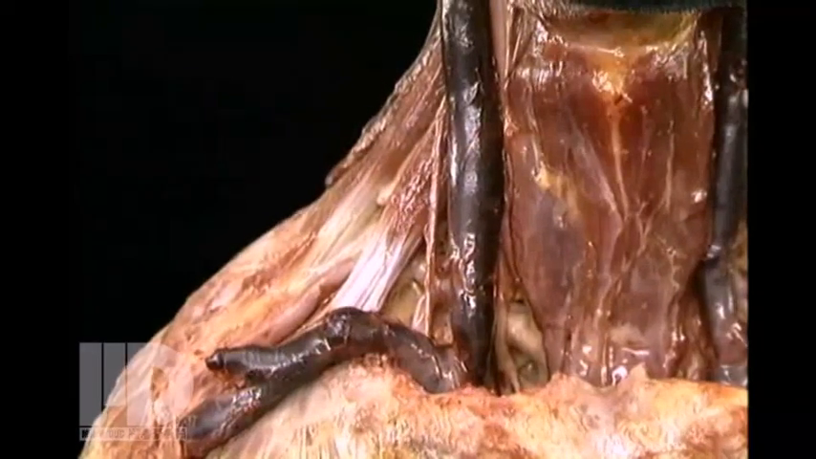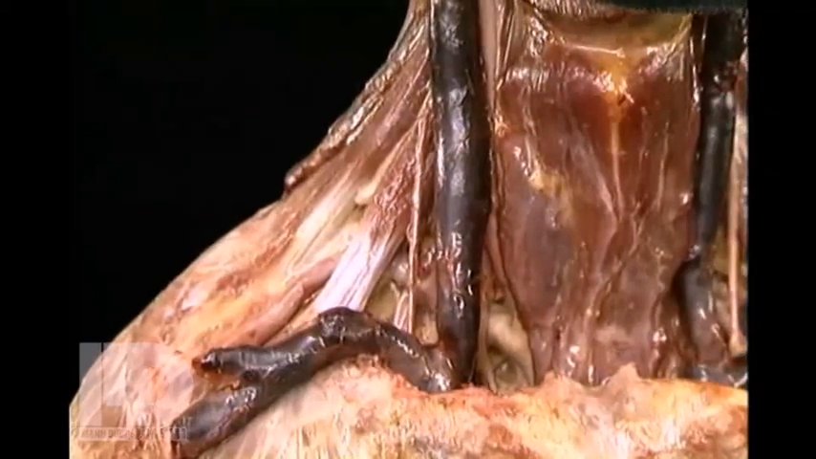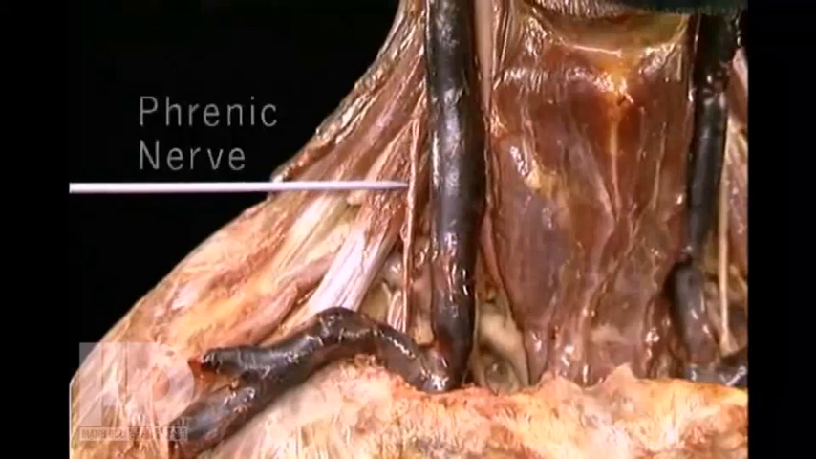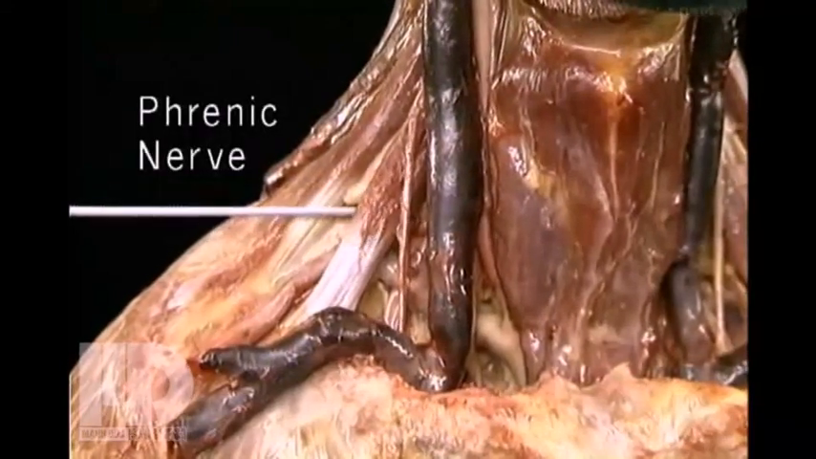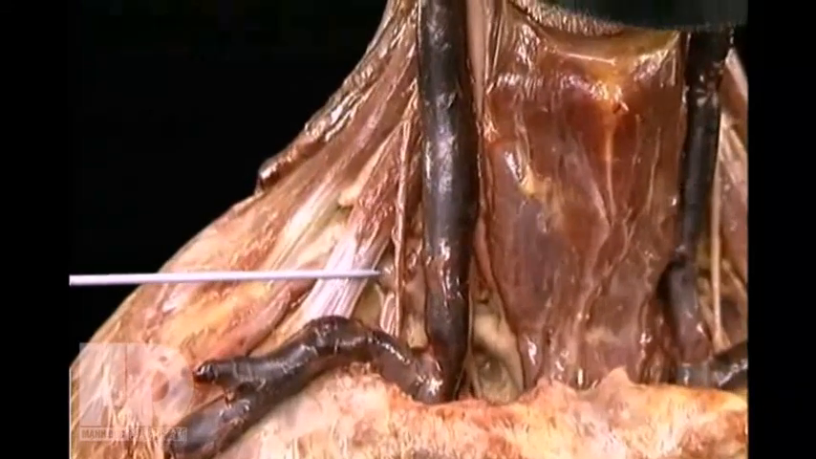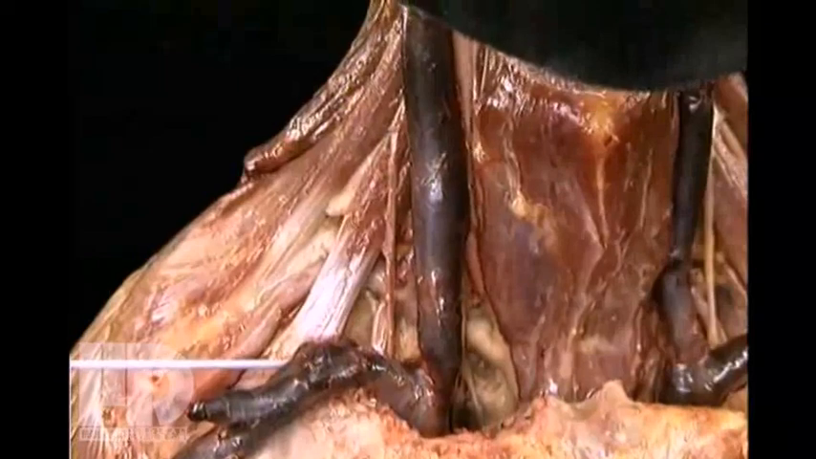The courses of these two nerves are similar. They both start in the neck, run downward in the mediastinum, and pass through the diaphragm. We'll look at them first in the neck. In this dissection, the clavicles and the sternocleidomastoid muscles have been removed. Here's the phrenic nerve. It runs down on the front of the anterior scalene muscle and passes in front of the subclavian artery and behind the subclavian vein.